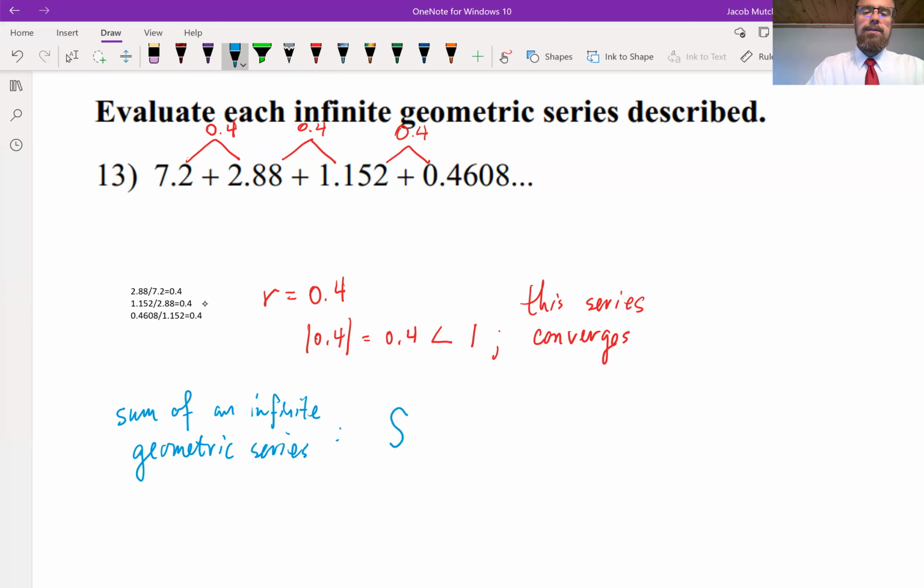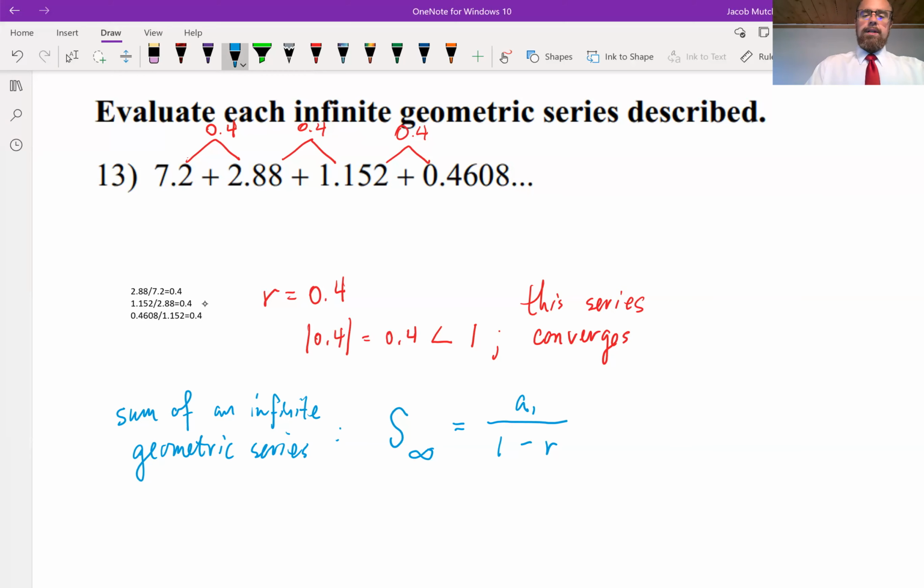We'll call it S for sum, and we'll put the subscript infinity just to indicate it's the sum of an infinite geometric series. It equals the ratio of the first term, a sub 1, over 1 minus the common ratio. So even though it's infinite, the formula we've got for the sum of the infinite geometric series is simpler than the formula we have for the finite one.